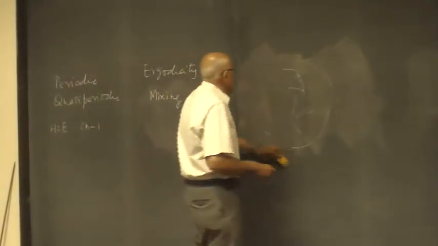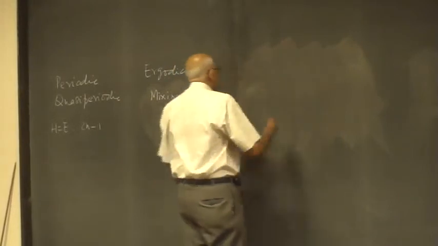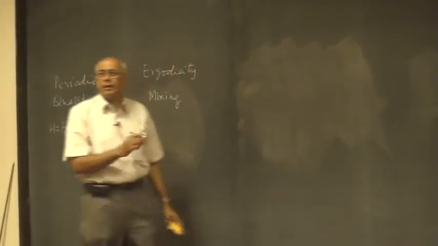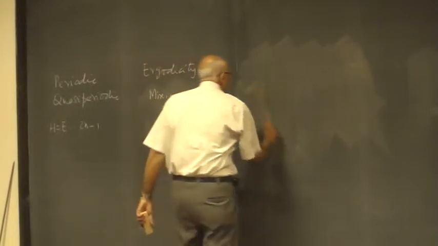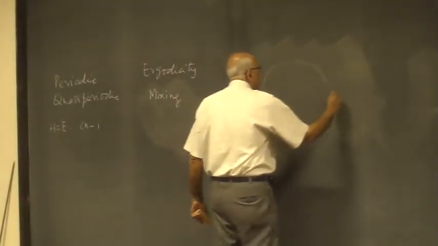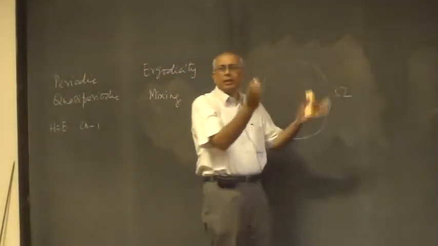There's something called strong mixing, there's something called weak mixing. So here's what strong mixing is. It's also called exactness in the literature. It says, given a phase space whose total volume is omega, measure is omega.